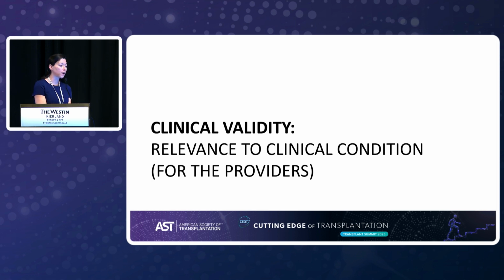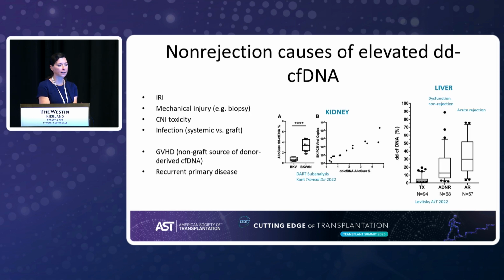Okay, so the second part I'm going to run through is recommendations for establishing clinical validity, which is the relevance of the analyte to the clinical condition. And this is really for the providers to be aware of. The literature shows that there are many causes of elevated cell-free DNA that are not rejection. The time post-transplant data suggests that ischemia, reperfusion injury, and surgical trauma are a significant factor in increasing cell-free DNA.